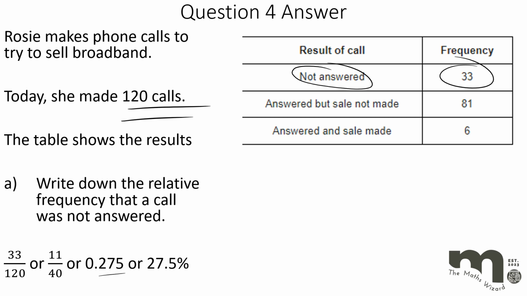You can write the decimal 0.275 if you do 11 divided by 40. If you want to turn it into a percentage by timesing that decimal by 100, you can also write 27.5%. Either one of those four things would be acceptable.